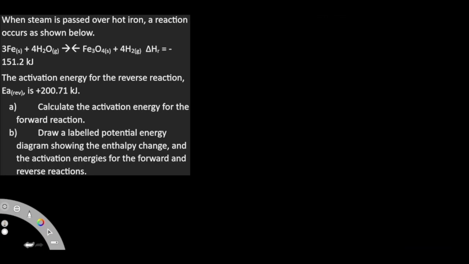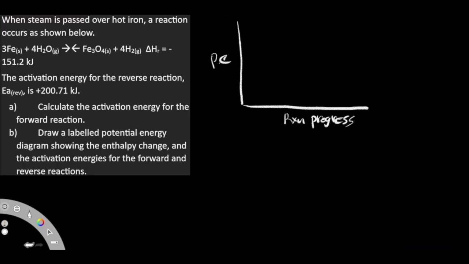This next question: when steam is passed over hot iron, a reaction occurs as shown below. The activation energy for the reverse reaction, Ea rev, is 200.71 kilojoules. So let's quickly draw this out so that we can illustrate it. We're drawing it out like that, and then of course, same thing, our PE is going to be on the side, reaction progress on the bottom. Calculate the activation energy of the forward reaction.